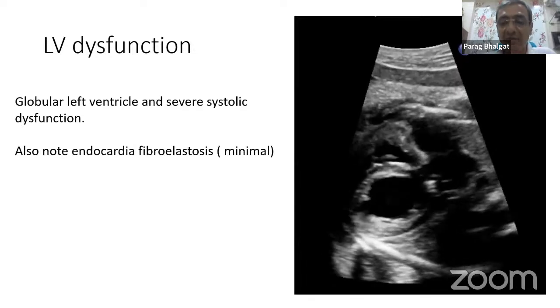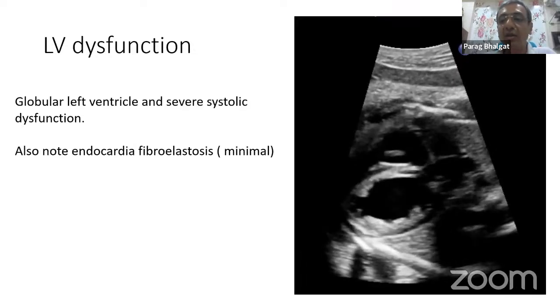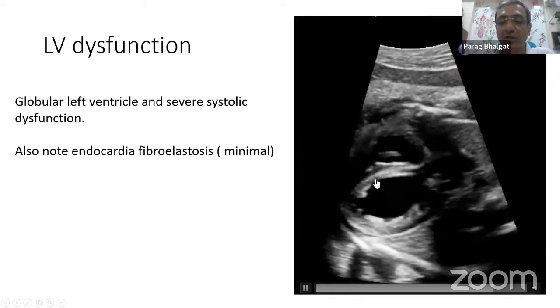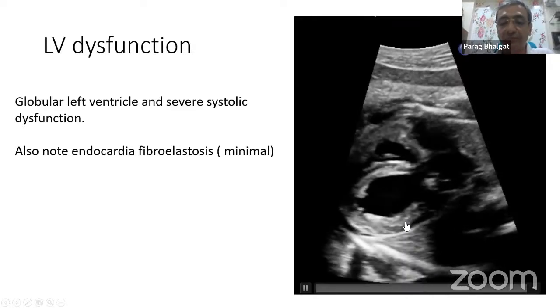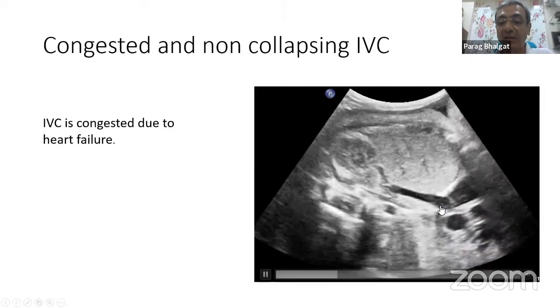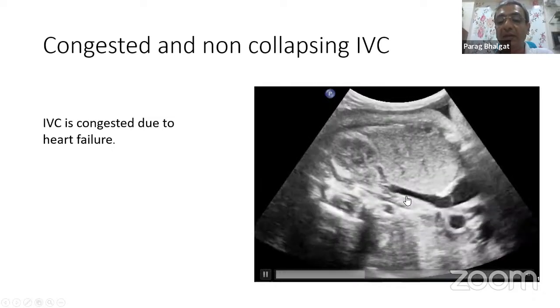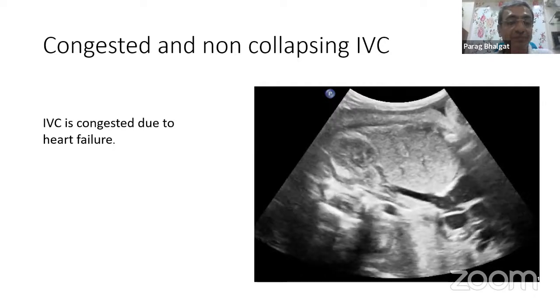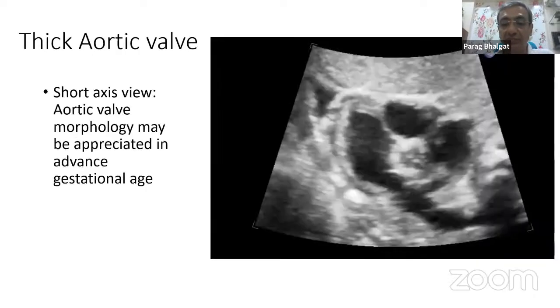This is the left ventricle, which is dysfunctional. Ejection fraction is around 30%. We can appreciate some endocardial fibroelastosis. This is the hyperechoic endocardium that we can appreciate. This is the inferior vena cava. The inferior vena cava is not collapsed, suggesting imminent hydrops.